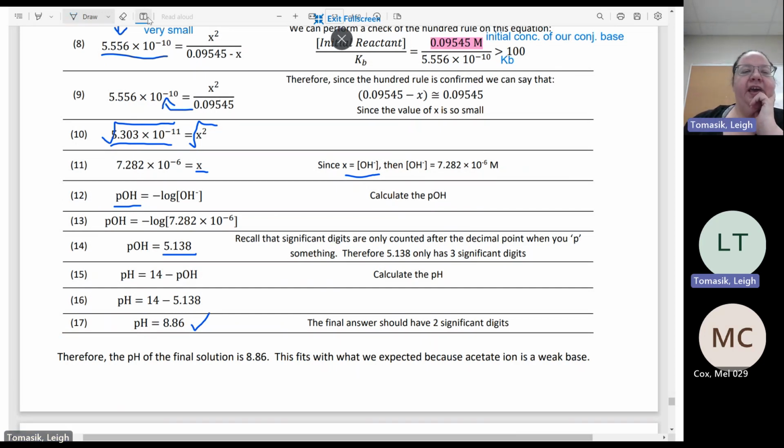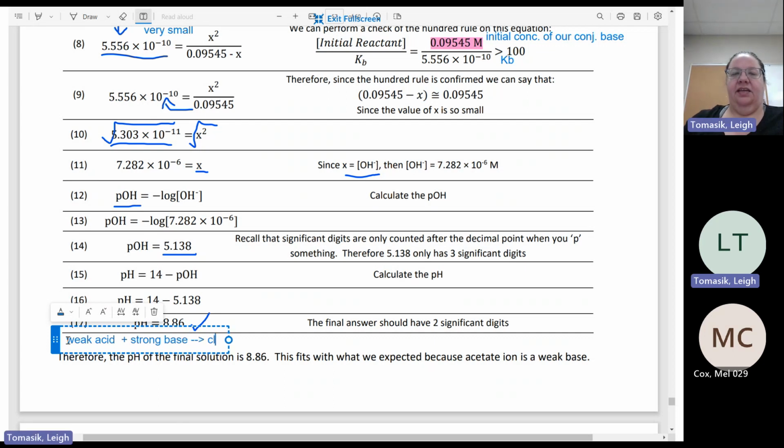So we have, right, a weak acid plus a strong base, and that should be slightly basic from our notes, which means in terms of numbers, it should be above 7. Right? If it's below 7, you know you've done something wrong.